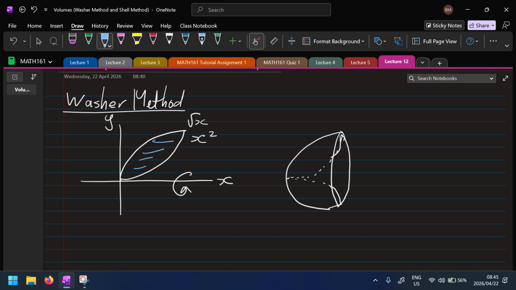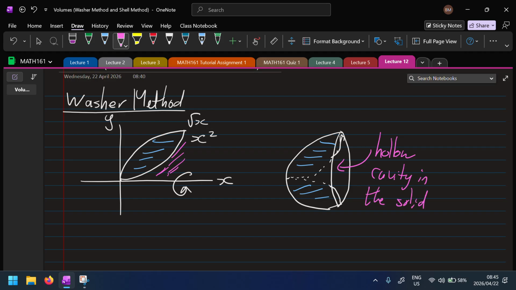So this wall over here is solid, from that blue region being rotated around. But there's some inside part that's hollow. This part here in pink, that region underneath there, is empty space. So when you rotate that around, this inside part is going to be hollow. You end up with this hollow cavity inside the solid. That's the biggest clue that you need to use the washer method instead of the disk method.